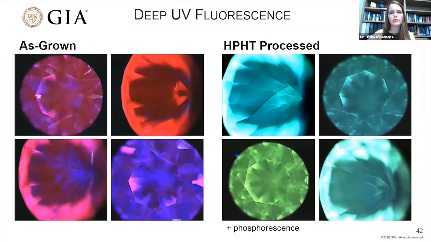So here we have some deep UV fluorescence images for as-grown and HPHT processed CVD diamonds. We'll be going through the features and how they form in the next few slides. But one of the immediate things that you can see is that the as-grown show these warm colors, a lot of these reds and pinks, whereas the HPHT processed stones are showing these cooler colors. These are these blue, greeny, aqua type colors, a little bit of green, and they also show phosphorescence.